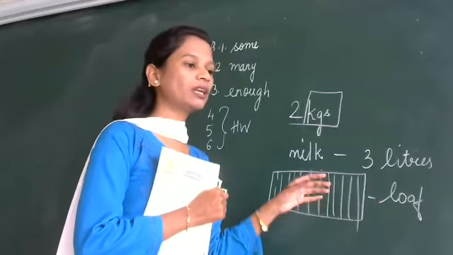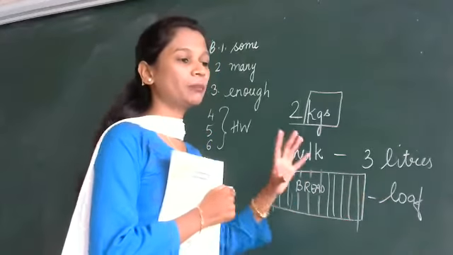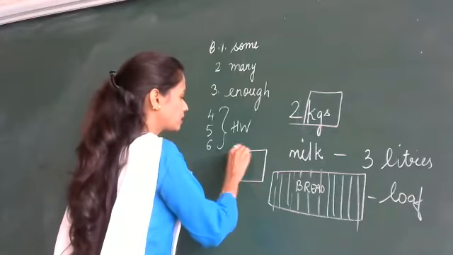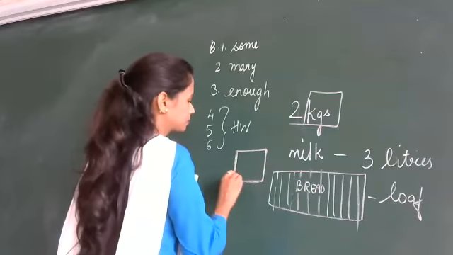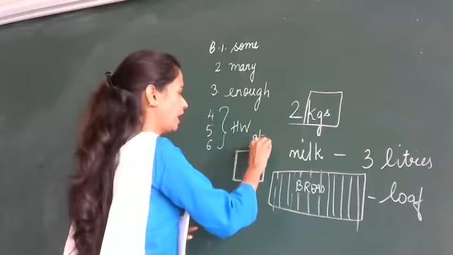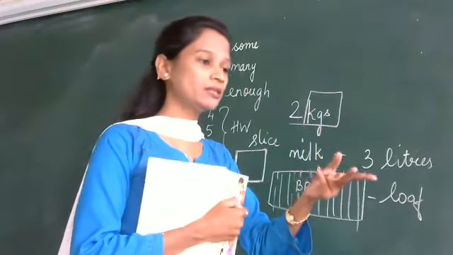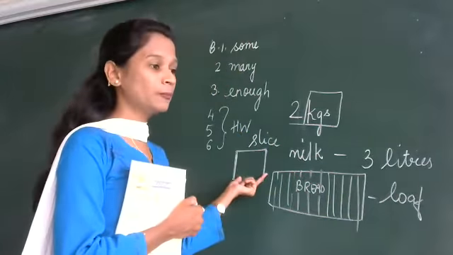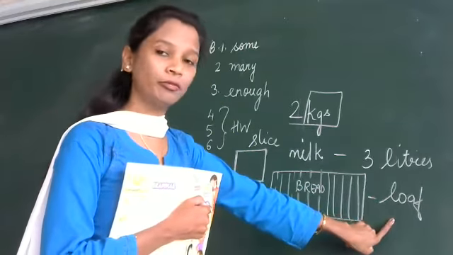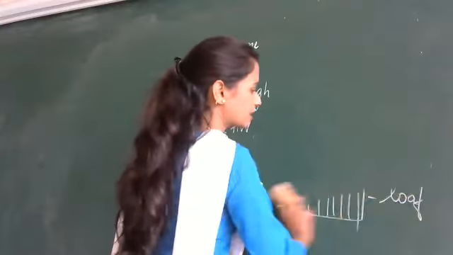Now, if I ask you to go to a market and buy a loaf of bread, you are going to buy 1 loaf. That means many bread pieces. But what is 1 bread? This is your bread. What is this 1 piece called? The slice of bread. Yes, it is called a slice. One piece or 2 pieces of bread is called a slice. But many slices in a packet is called a loaf. Clear, children? Okay. Next.